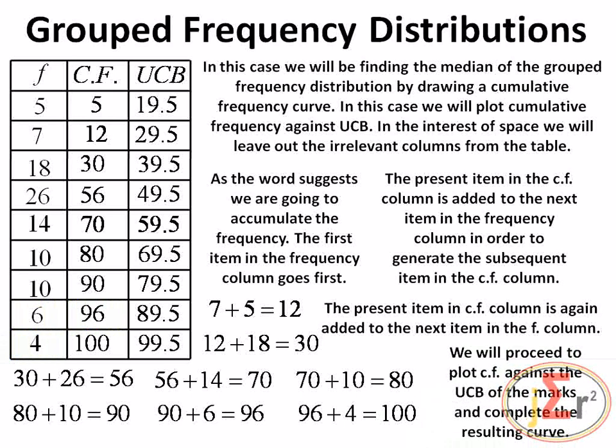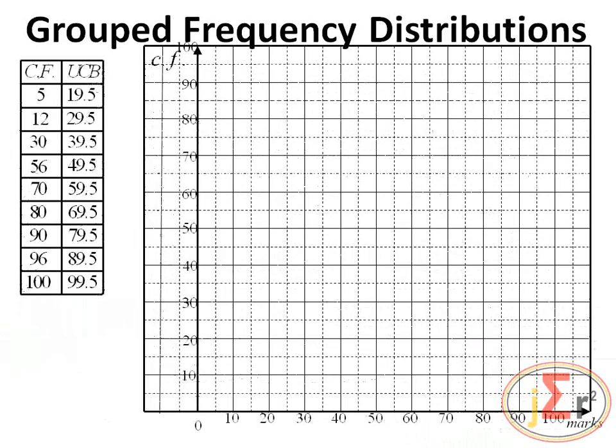We will proceed to plot cumulative frequency against the upper class boundaries of the marks and complete the resulting curve. So that's what we are going to do. We are going to plot as usual. So the cumulative frequency is 5 and the upper class boundary, which will represent our marks, is 19.5. So we go to 19.5 and we go up and we put our mark right there. Then we go to 29.5 and then we go up to 12.